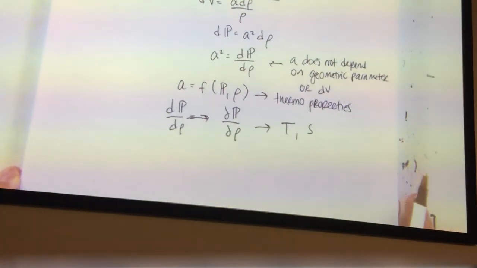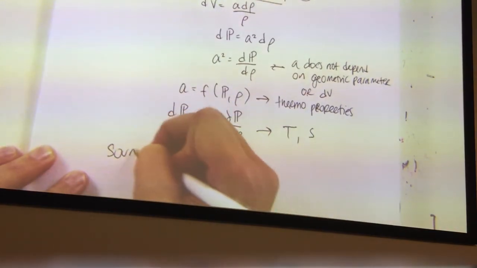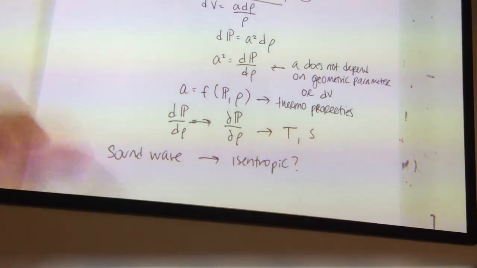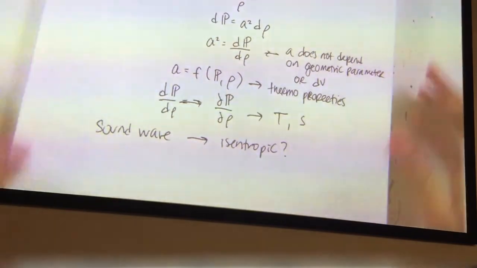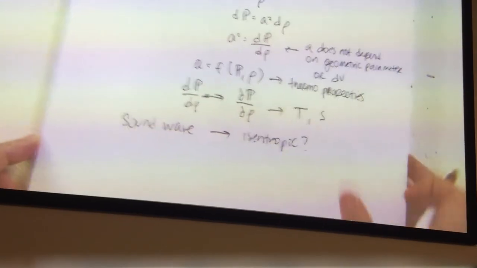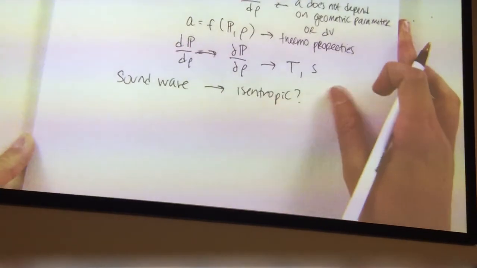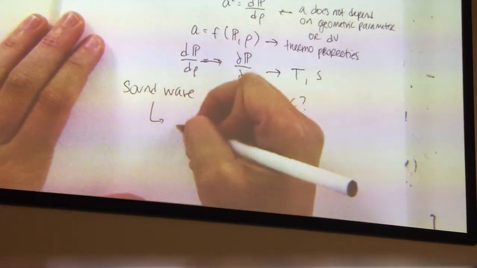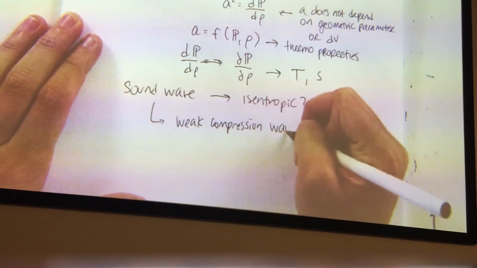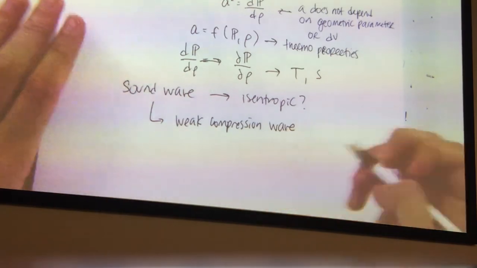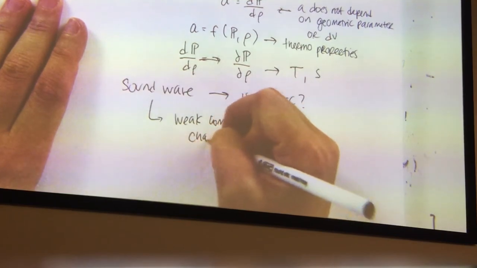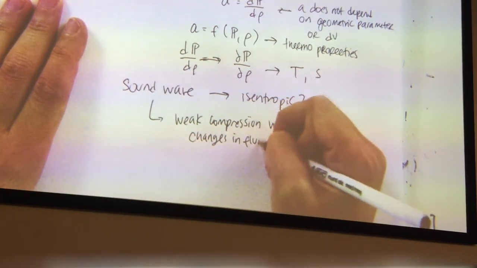So the next question that we ask ourselves is, are sound waves isentropic? So is it isentropic? And if it is, it's going to simplify everything. And by doing that, we can use the isentropic equations to solve our problem. So first of all, in this control volume that we did, we say a sound wave is a weak compression wave. And why say that it's weak? This is basically because any changes that we have are small. So changes in the fluid are very small.